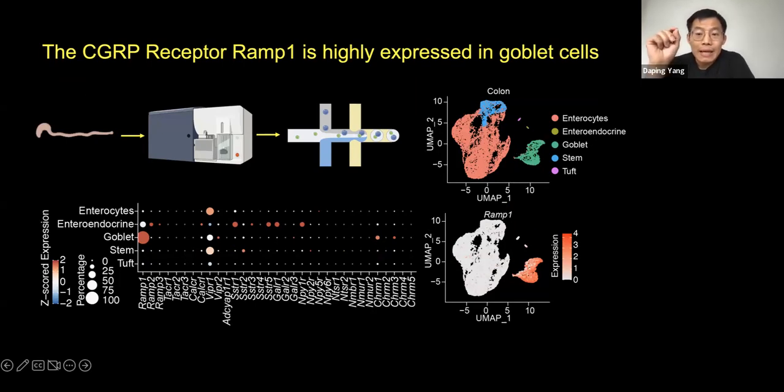Since, as I mentioned, the nociceptor neurons can secrete neuropeptides to modulate target cells, we analyzed the expression of a list of neuropeptide receptors that can potentially be expressed in these epithelial subsets. Interestingly, we found that RAMP1, the receptor for the neuropeptide CGRP, is highly expressed in goblet cells, but not other cell types. This is also shown by the UMAP plot here: the CGRP receptor RAMP1 is highly expressed in goblet cells.